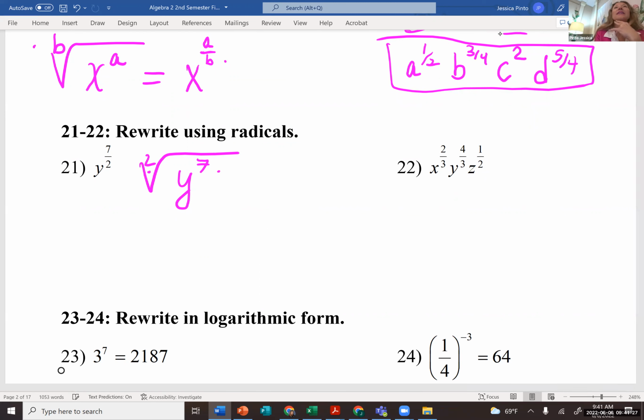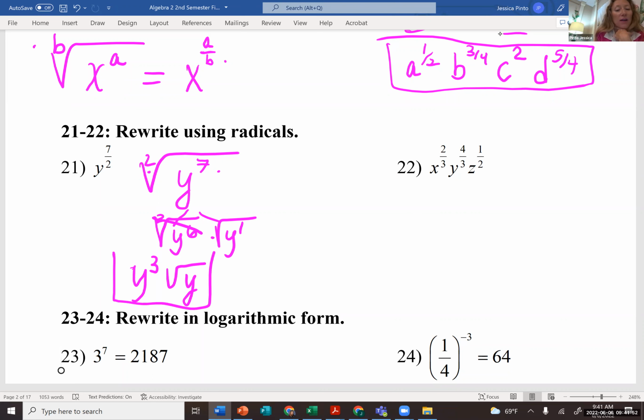It's even odd, so I don't need to worry about even, even, odd. And I'm going to consider, okay, y to the 6th power times y to the 1st power, and then the square root of each of those. And I just did 6 and 1 because 6 is divisible by 2. That's going to give me y to the 3rd power, square root of y to the 1st power. So both of these answers are good. If it says simplest radical form, it does not say that. That's when we definitely need the second form.